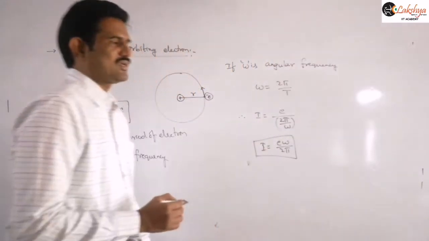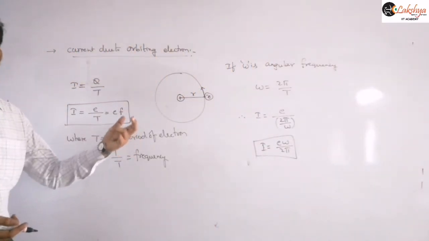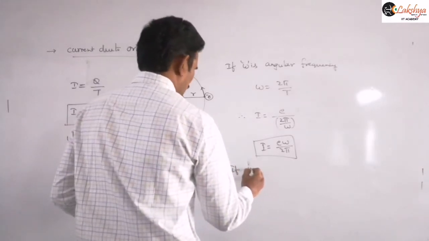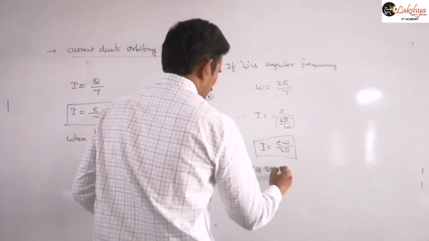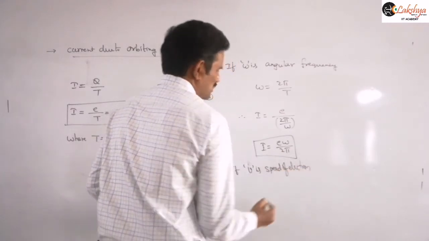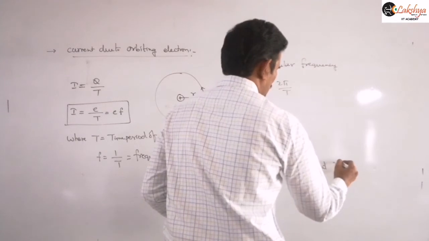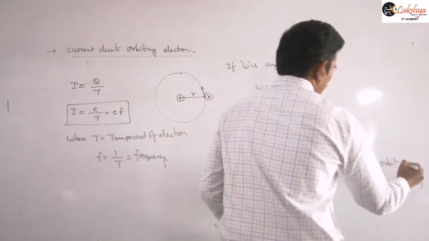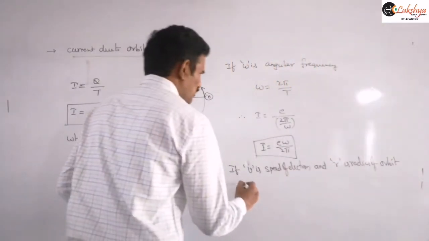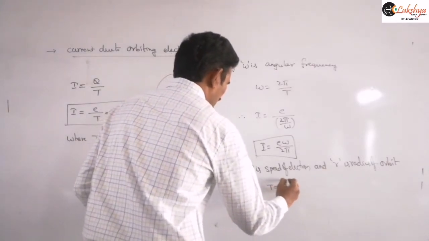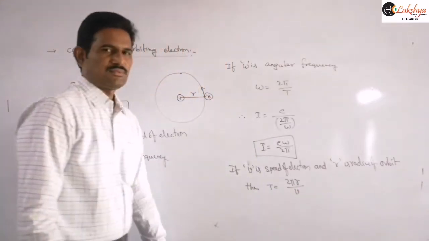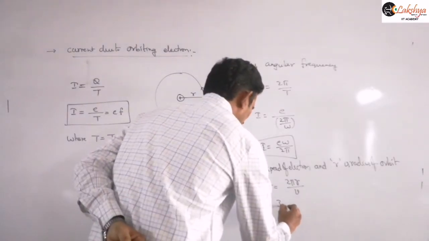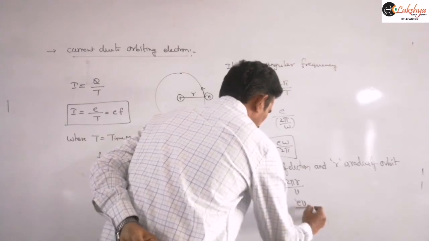And now the same expression you can also write, sometimes they may give the speed of the electron and radius of this orbit. So let us see in terms of the speed of the electron and radius of the orbit. If v is the speed of electron, and r is the radius of orbit, right? Then we can write the time period of this electron as total distance 2 pi r by speed of this electron. And therefore you can substitute the t value here, then you will get this expression for this current. Therefore this current I can write as e into v by 2 pi r.